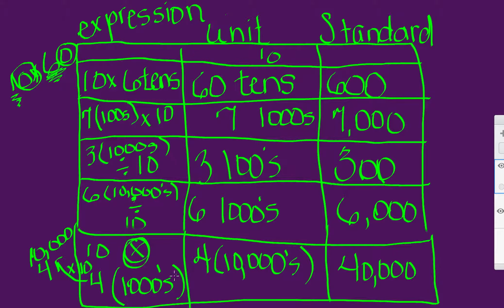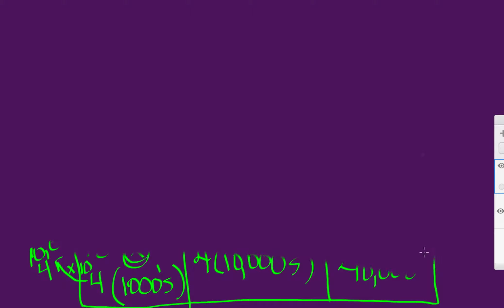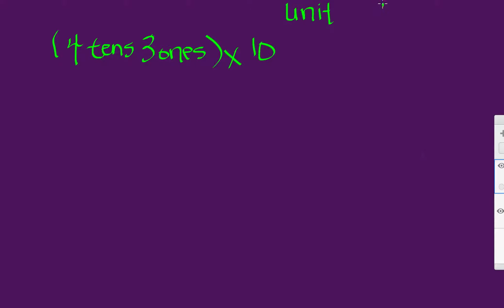Okay, and then there is a part 3 to this problem set, which is also another chart, and it's again asking you to write each answer in standard and unit form. So this time I'm not going to make the chart, I'm just going to do one question at a time so I have enough room. The first question says 4 tens and 3 ones times 10. And they want unit form and standard form.